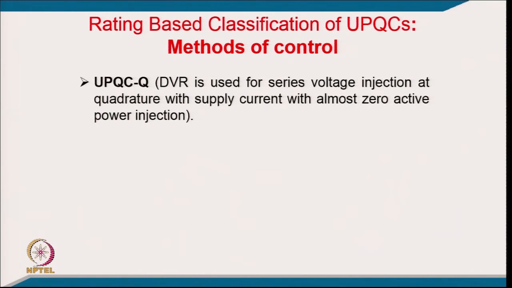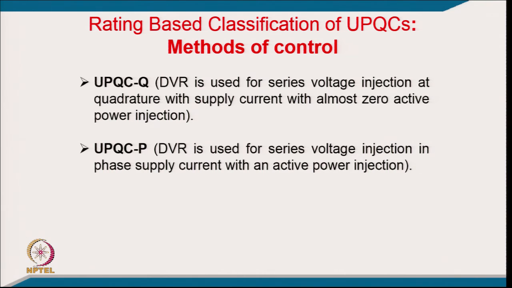Now, coming to the rating-based classification of UPQC, which really differs in the method of control. In UPQC-Q, the DVR is used in series, with the series injection in quadrature with the supply current and almost zero active power injection. That is the reason we call it UPQC-Q. Q means the voltage in series is injected at 90 degrees to the supply current, so you do not have any active power injection for series compensation. It may or may not be applicable for all conditions, but in some conditions it might give a reduced rating also.